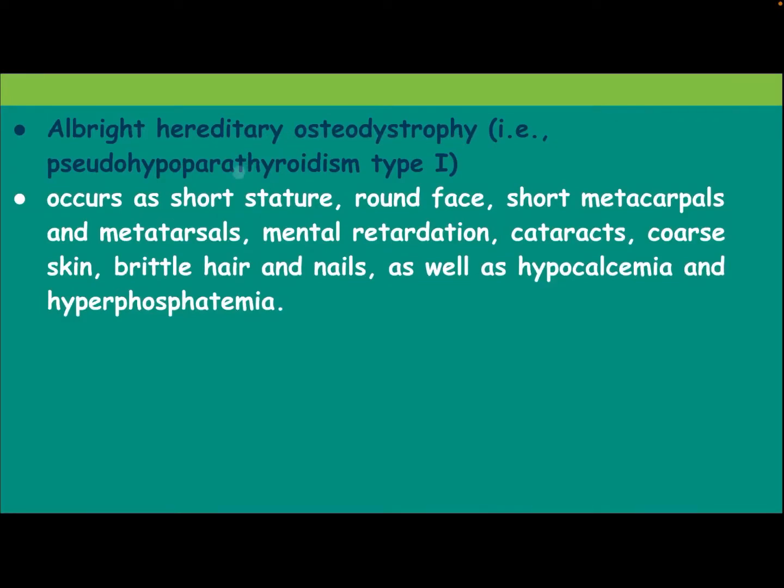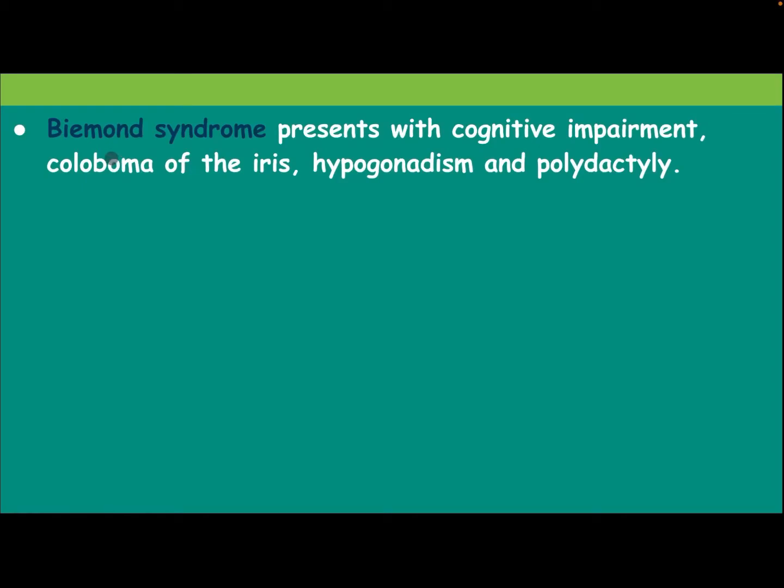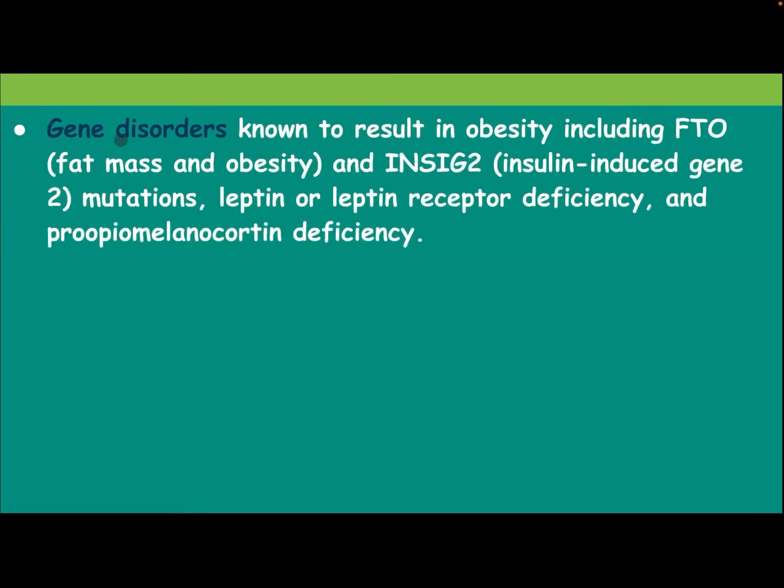Albright hereditary osteodystrophy, pseudohypoparathyroidism type 1, occurs as short stature, round face, short metacarpals and metatarsals, mental retardation, cataracts, coarse skin, brittle hair and nails, as well as hypocalcemia and hyperphosphatemia. Bardet-Biedl syndrome presents with cognitive impairment, coloboma of the iris, hypogonadism, and polydactyly.